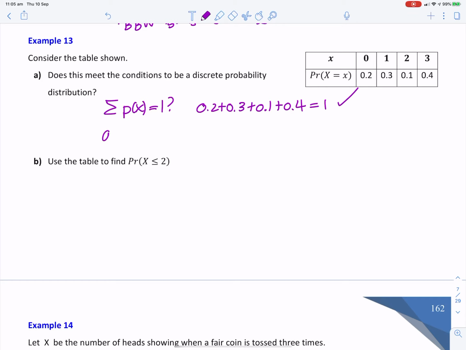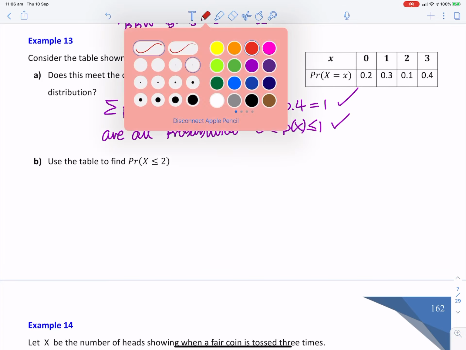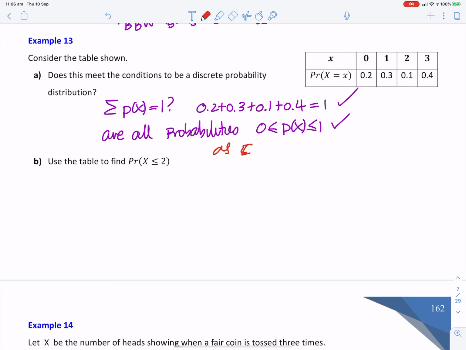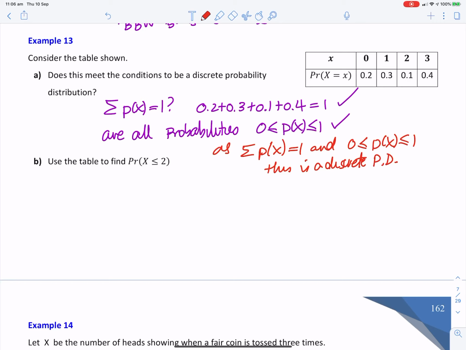Next, are all probabilities between 0 and 1? 0 is less than our probabilities, which are less than 1. That's also true. So, as the sum of all probabilities equals 1, and all of the probabilities are between 0 and 1, this is a discrete probability distribution. And they're all discrete values.